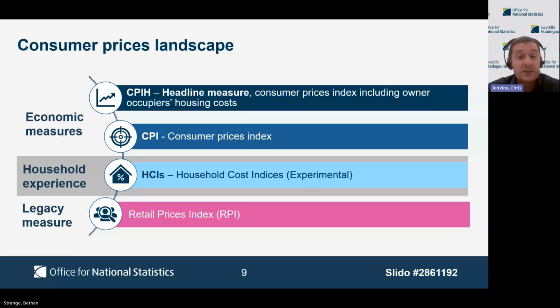The CPI is our internationally comparable measure of inflation, produced in line with wider international guidelines, and it's the target measure used by the Bank of England in its monetary policy. CPI and CPIH are aggregate measures for the UK. However, users also want to know how inflation directly impacts them, so we have introduced our experimental household cost indices, or the HCIs. The HCIs aim to measure inflation as experienced by households and allow comparisons between different groups in the population, and they're based on a payments approach as opposed to acquisition. And then finally, we have our legacy measure of inflation, which is the Retail Prices Index.